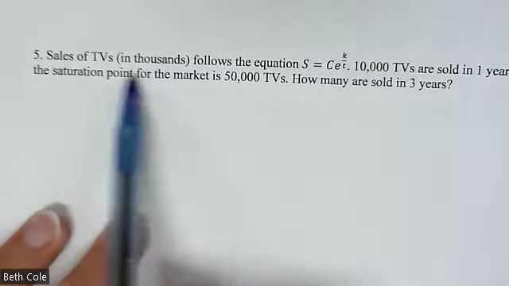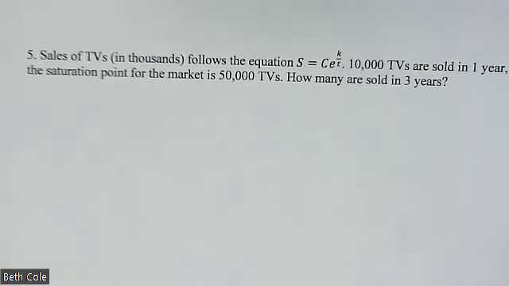Now it says the saturation point for the market is 50,000 TVs. What that means is you're going to saturate the market with TVs. TVs aren't like toothpaste and deodorant and toilet paper, things that you buy over and over again continually. Once you have a TV, usually you're pretty set for a good long time. So if you're a TV salesperson, once you sell enough TVs, you're not going to be able to sell any more because you saturated the market. Okay, that's a limit.